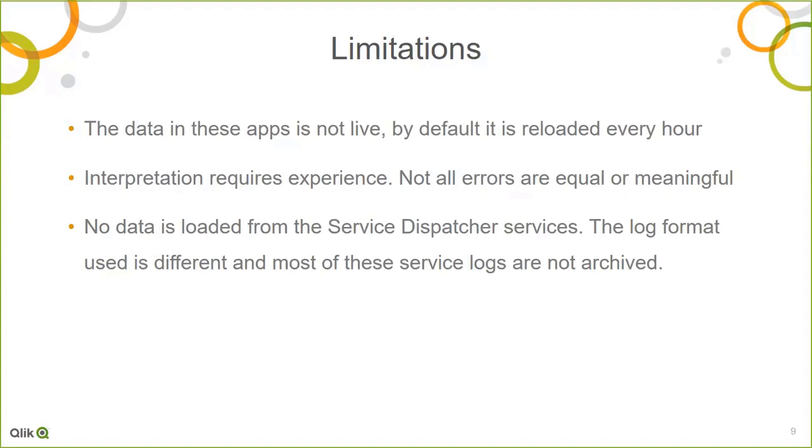And then also we get no data from the service dispatcher services. This is an increasingly large number of very small services that do very specific things, but they use a different log format. Most of these service logs don't get archived, so they're not in the same location as everything else. Because they don't get archived and don't use the same format, the monitoring apps don't see them.